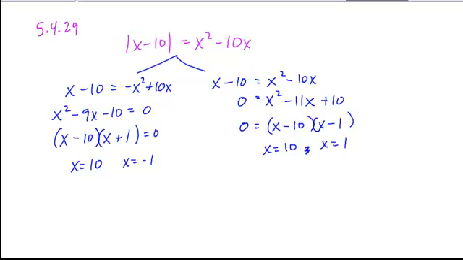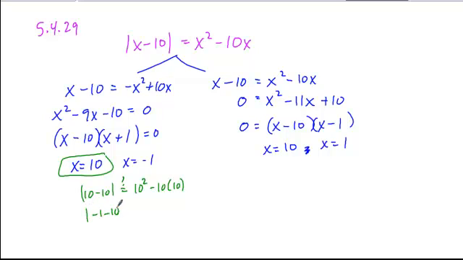So I do need to test each of these possibilities to make sure that they work. If I test 10, is the absolute value of 10 minus 10 equal to 10 squared minus 10 times 10? 10 minus 10 is 0. Is 0 equal to 10 squared minus 10 times 10? Yes. So 10 works.